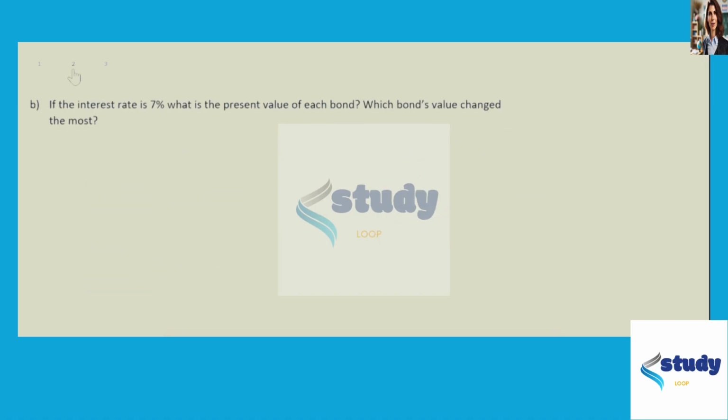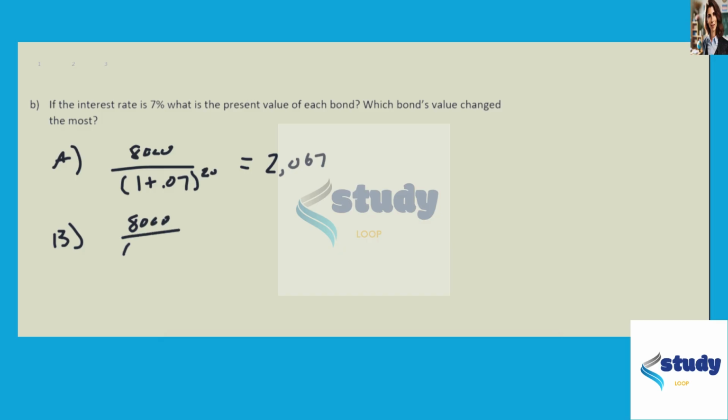Part B then asks us, if the interest rate changes to 7%, what's the present value of each bond, and which bond changes the most? We're going to be using the same formula. For bond A, it's $8,000 over 1 plus 0.07 now to the power of 20, and this equals $2,067. For bond B, it's $8,000 over 1 plus 0.07 to the power of 40, and this is 537. So we can see that the 20-year bond is still worth more than the 40-year bond.